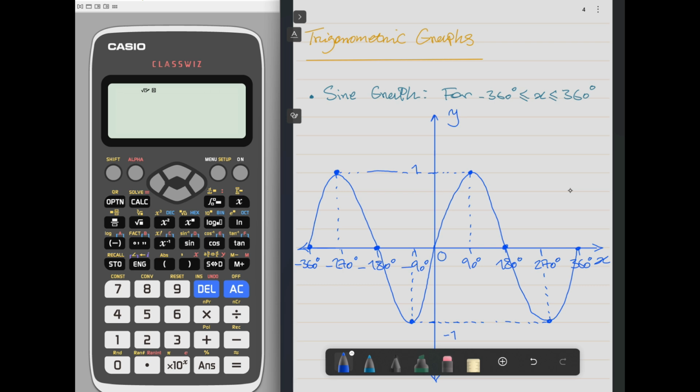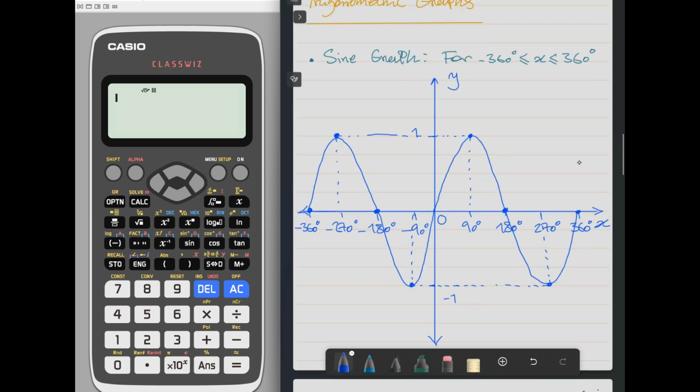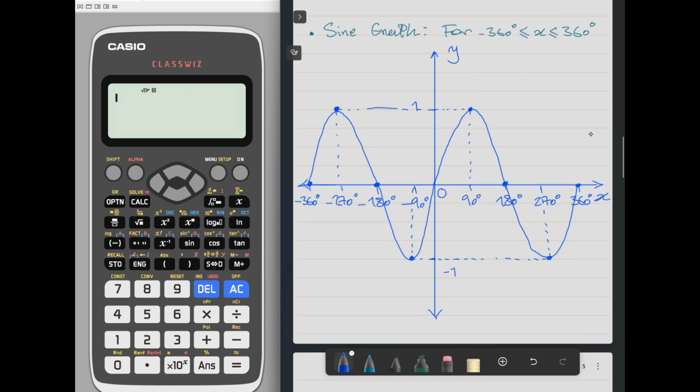Sine graph. I drew the sketch of the sine graph for the range minus 360 degrees less than or equal to x, less than or equal to 360 degrees. There are a few things that you need to be very, very careful about. Here, guys, I made a table for these critical values, the ones that are very important for the sine function, cosine function, and tangent function. But I'm going to tell you about them here as well.